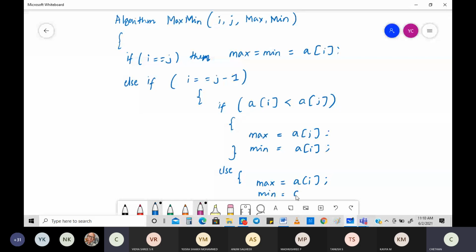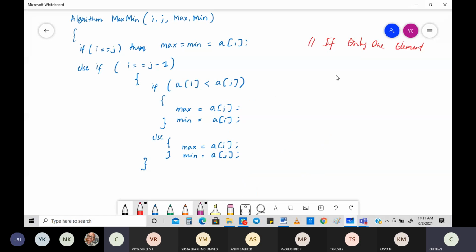I'll name this. This is with regard to if there is only one element. This is with regard to if two elements. If this is with regard to one element, this is with regard to two elements.